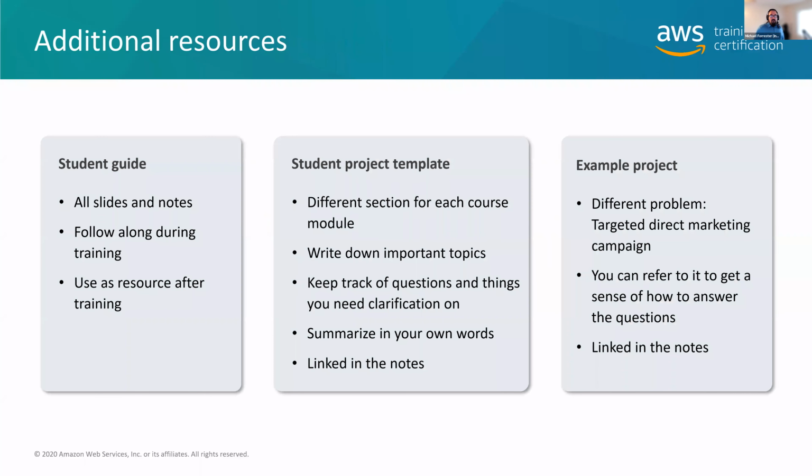So here is where you're going to get access to things like your student guide, which I think I just talked about. That's the one that's on eVantage. So Bookshelf, right? .vitalsource.com or Gilmore.ca. That was the one where you get access to the student guide. And then you can follow along during training. You can use it as a resource afterwards. So that's available to you. There's also a student project template, and there's an example project, right?